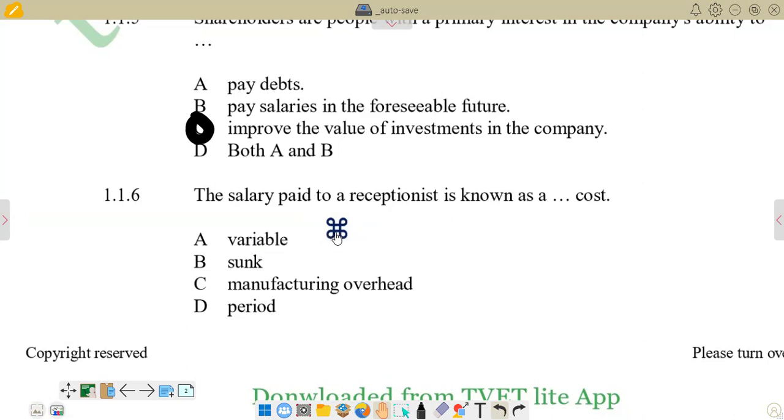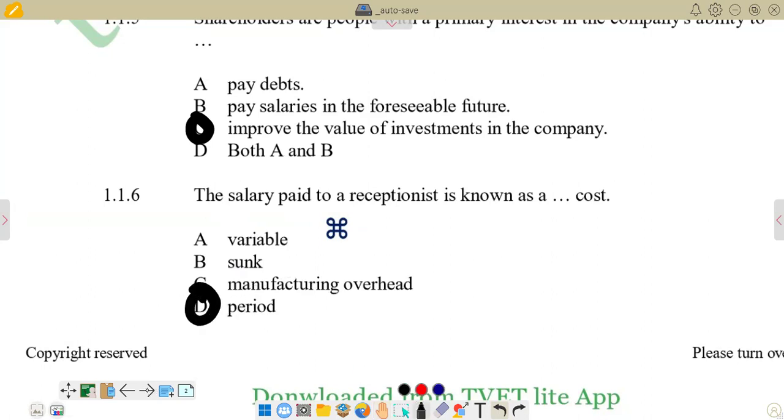Remember, variable costs are the costs that vary directly with the level of production. If the level of production increases, variable cost also increases, which is not similar to a salary paid to a receptionist. This is actually a fixed cost. So sunk cost is also not correct. Manufacturing overheads are not part of manufacturing product, but period cost becomes the most appropriate that we have there. So we've got C, we've got D as the most appropriate response. So we are going to pick our D.